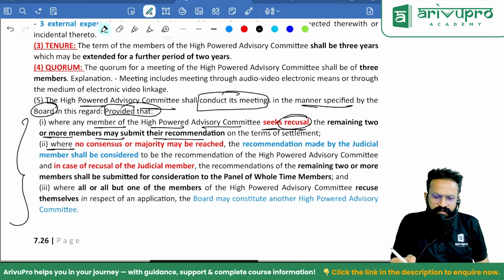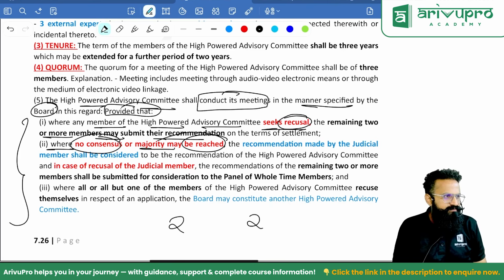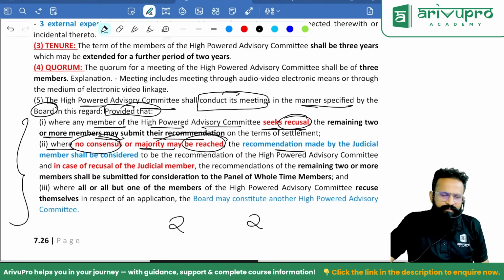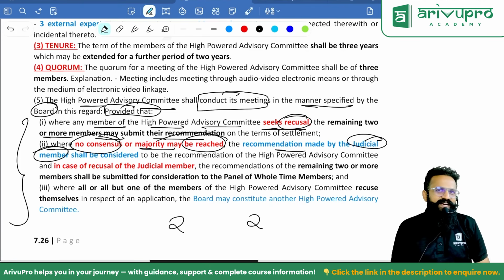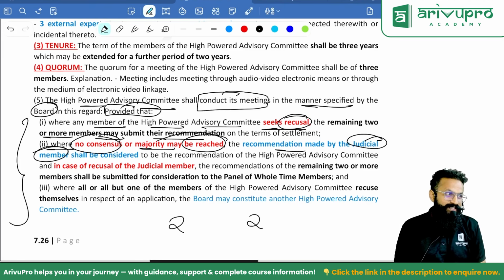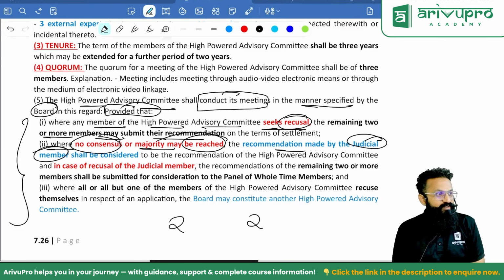Next one. Where no consensus or majority may be reached. Sir, we are 4. 2 are saying yes, 2 are saying no. What do we do? The recommendation made by the important person will go through. One is technical, one is judicial. Technically, one is the judge, a Supreme Court or High Court judge, or Chief Justice. So whatever he says will go through.